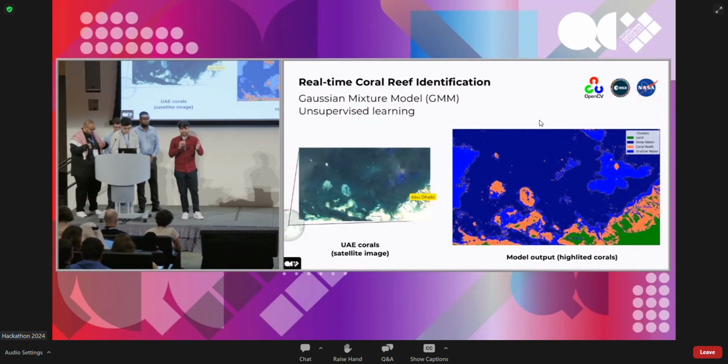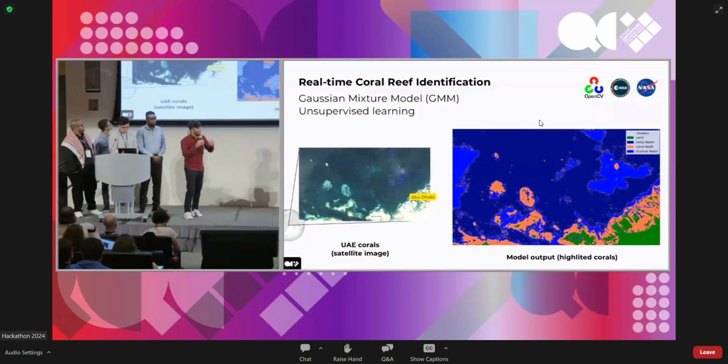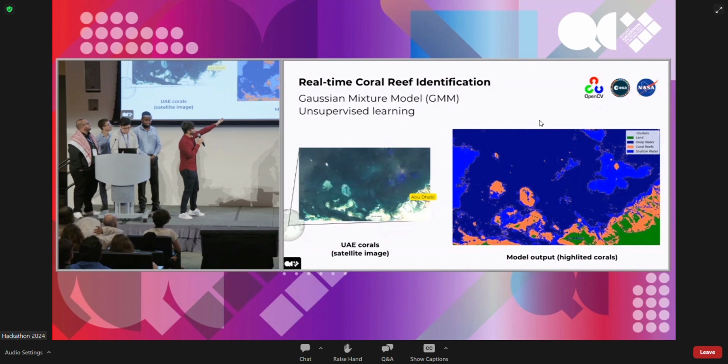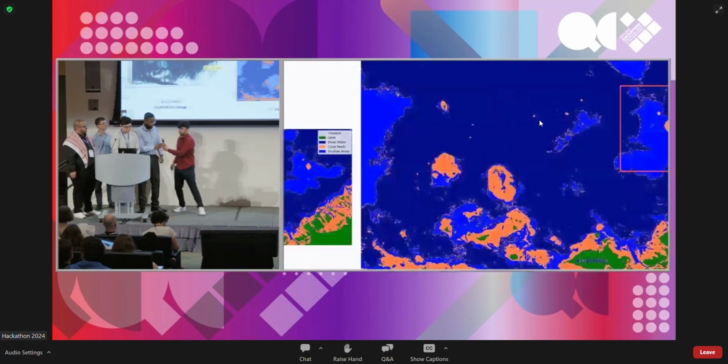So going deeper into the classical computer vision model, we specifically use a Gaussian mixture model, which is a soft clustering technique that uses unsupervised learning and provides us with the segmented image of the clusters. For example, here you can see Abu Dhabi's corals. They're literally 15 minutes away from us. You should go visit, they're really pretty. We get this model output, which is a segmented image of coral reefs, land, deep water, and shallow water.